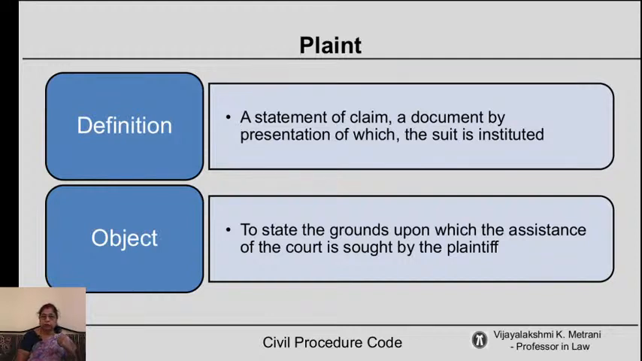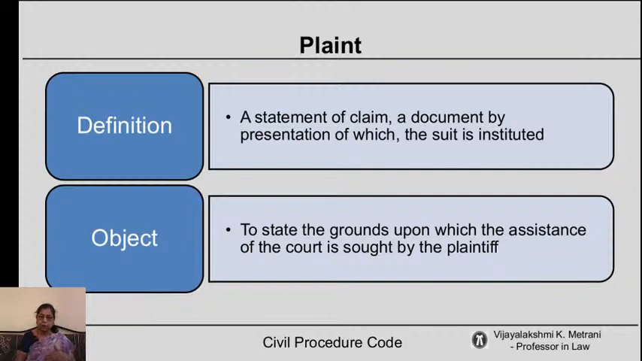Now what is the object of the plaint? The object is very clear, that is to state the grounds upon which the assistance of the court is sought by the plaintiff. Plaintiff has his rights. Plaintiff has his remedies which he wants to claim under the law. So there is a law where it gives him a remedy. So to ask for that remedy, he needs the help of the court. So he approaches the court, states the grounds, and on those grounds the court decides whether the law is applicable in this matter and whether the reliefs can be given to him. So to state the grounds, he needs this particular document, that is the plaint.